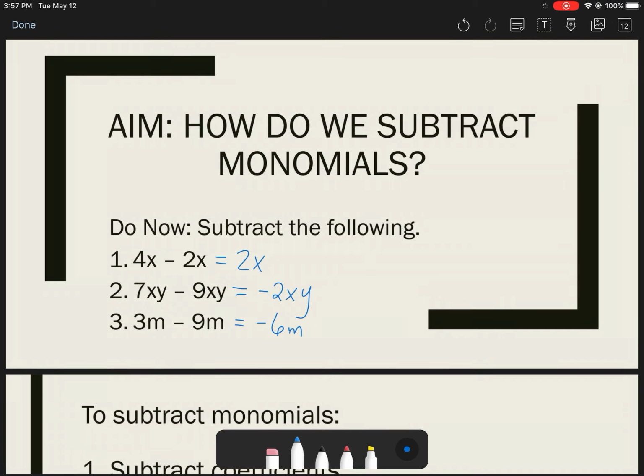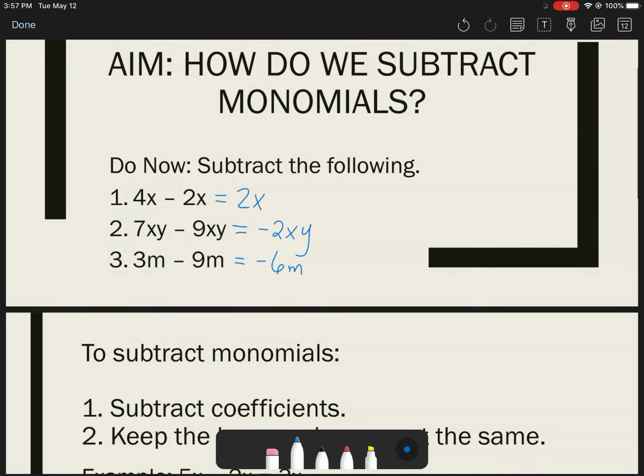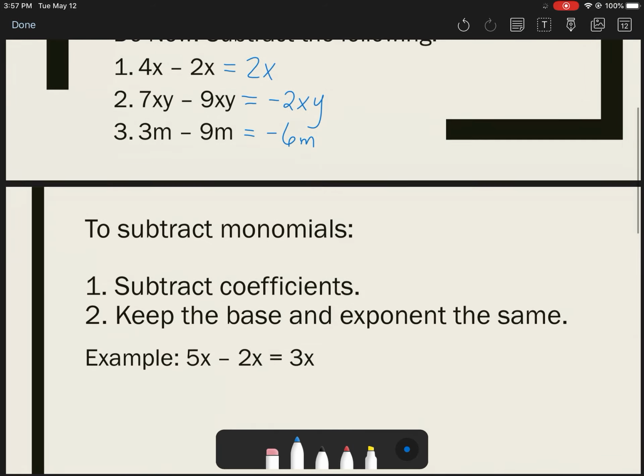So the thing that you have to be really careful with here is just your integers, your signs, just like you normally would be, depending on whatever you're doing, okay?